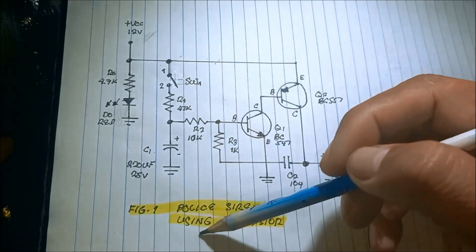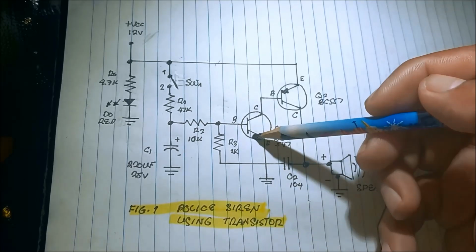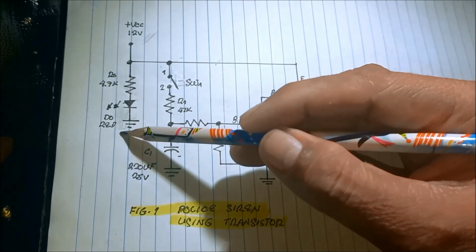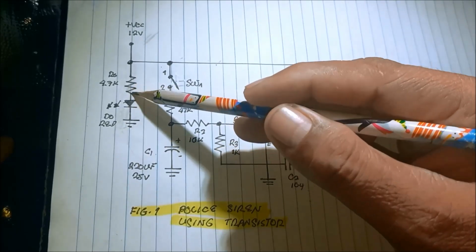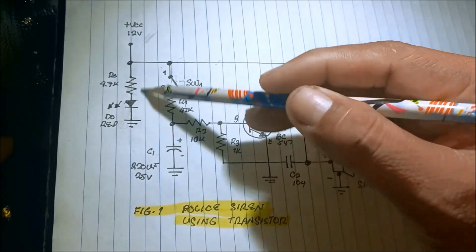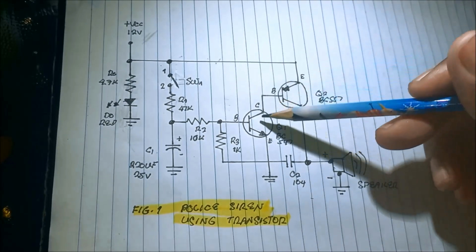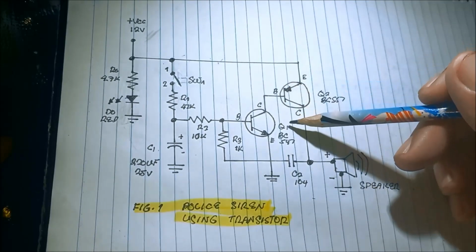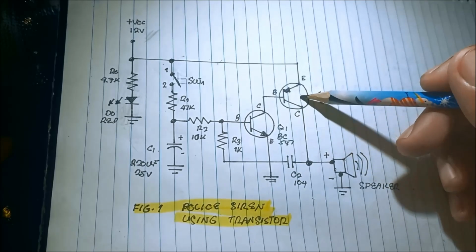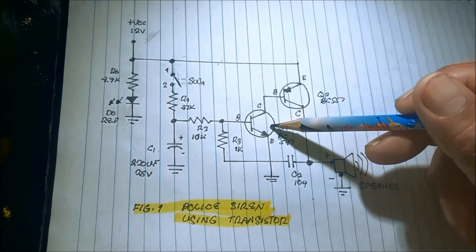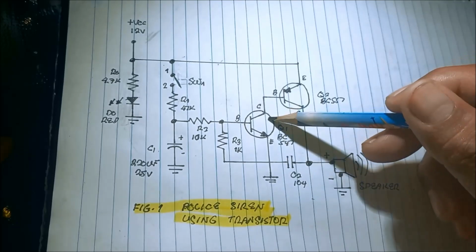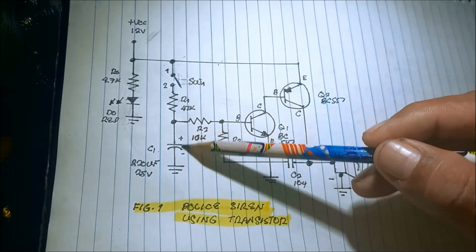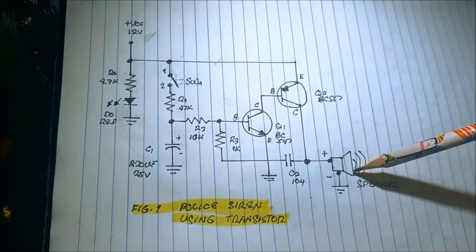Now we have the police siren using transistor schematic diagram. We're using a 12 volts supply with a blue power LED and a 4.7K current limiting resistor for the power LED. And then we have two transistors, one is PNP type 557 and the other NPN type 547, with a resistor, switch, and capacitor, and also the speaker.